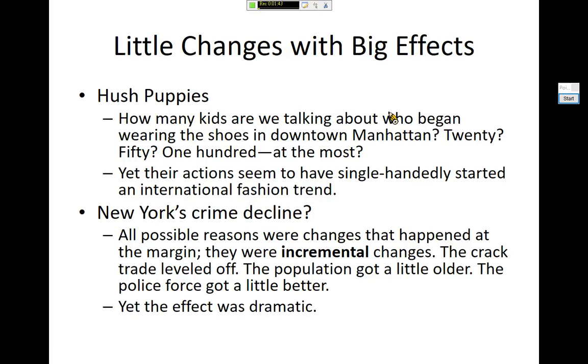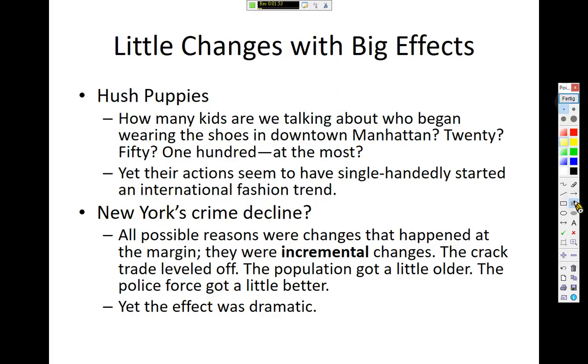The other characteristics of the tipping point is little changes with big effects. So there's a difference between little and big, right? So let's look at hush puppies. Let's ask one question. How many kids we are talking about who began wearing the shoes in downtown Manhattan? 20? 50? 100 at the most? Basically, not too many, right? A handful of kids refers to around 20, 50, something like that, right? So it does not need to start big. Just like virus, it always starts with a very small location, right?